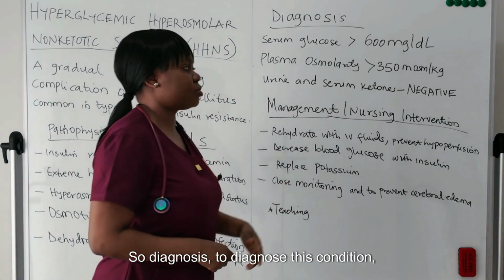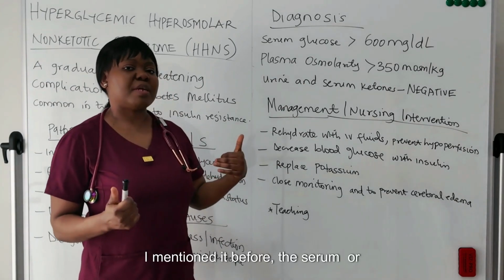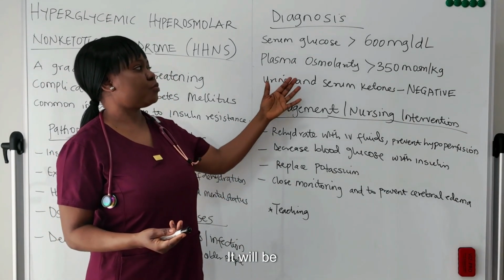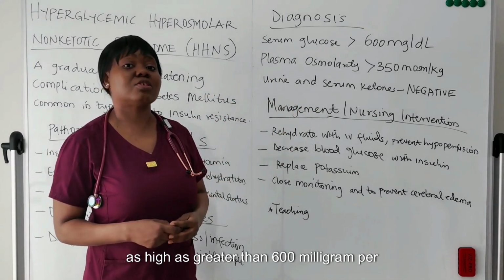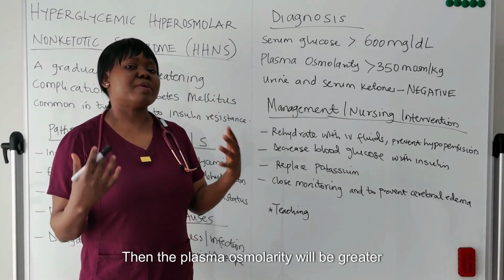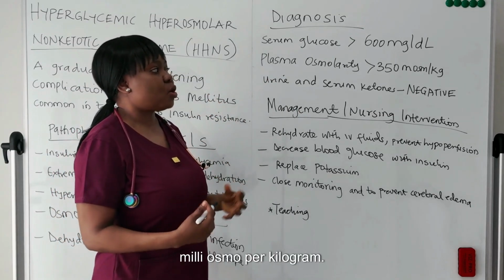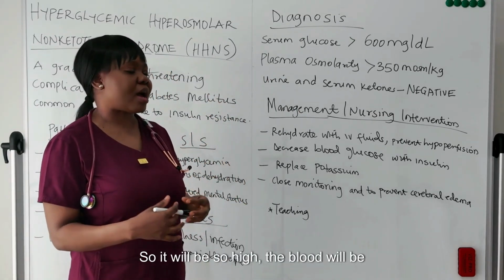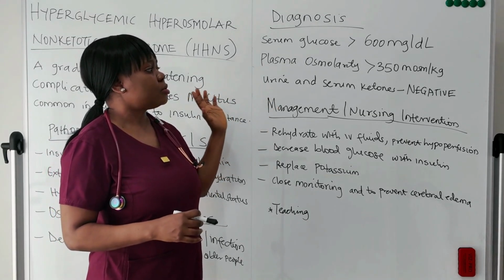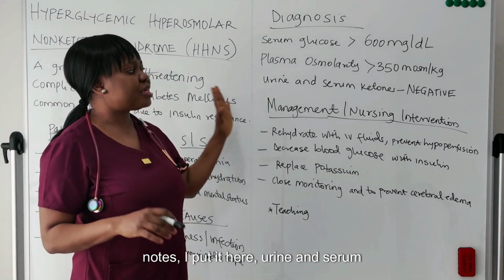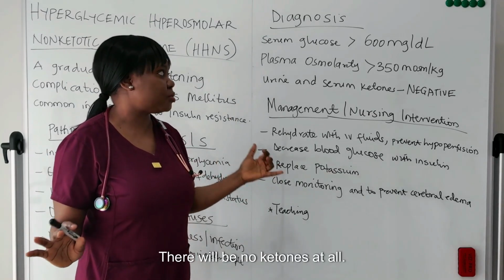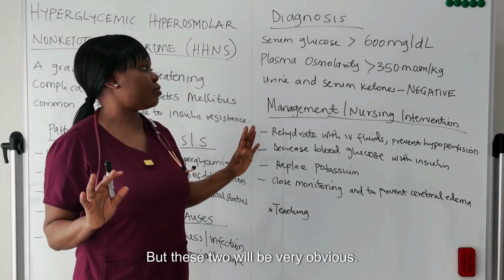So to diagnose this condition, as I mentioned before, the serum or plasma glucose will be very high. It will be as high as greater than 600 milligram per deciliter. Then the plasma osmolarity will be greater than 350 milliosmol per kilogram. So it will be so high. The blood will be very concentrated. And then notes, I put it here, urine and serum ketone will be negative. So that's unique about this. There will be no ketones at all. But these two will be very obvious.